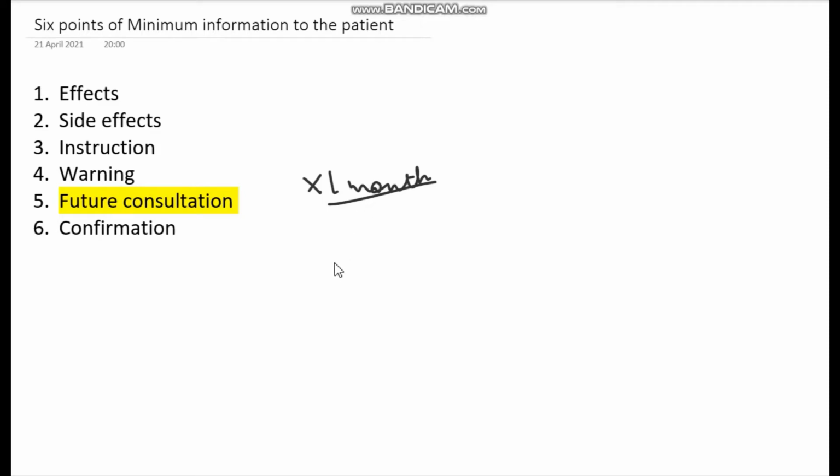If it has come to normal, you can continue the same drug, or if it is not coming to normal, maybe I will have to change it to something else. So, that is about the future consultation. The patient needs to know why he is being called for a future consultation and stuff like that. Alright, so the sixth point.